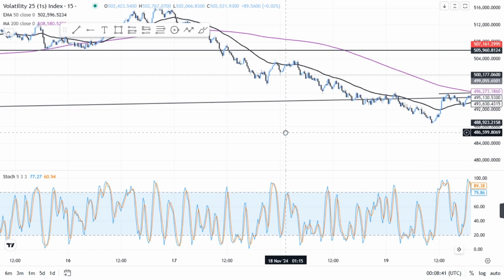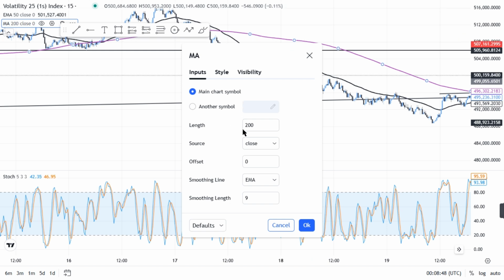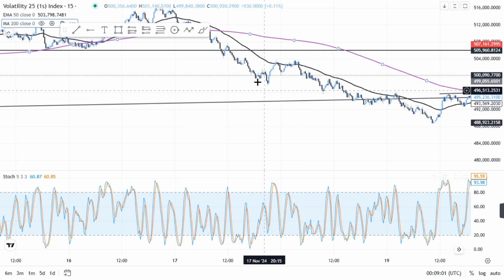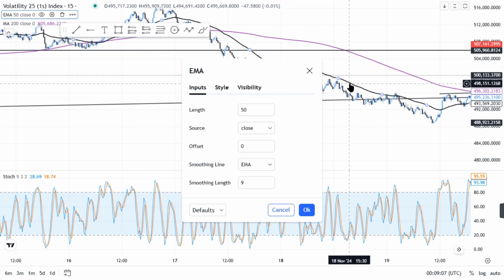On the main chart, first of all, you have to install the 200 moving average. The period is 200 as the length, the method is exponential, EMA, and apply to close, and then you click OK. The second moving average we're going to be using is the 50 moving average. So here, 50, method exponential, apply to close again.